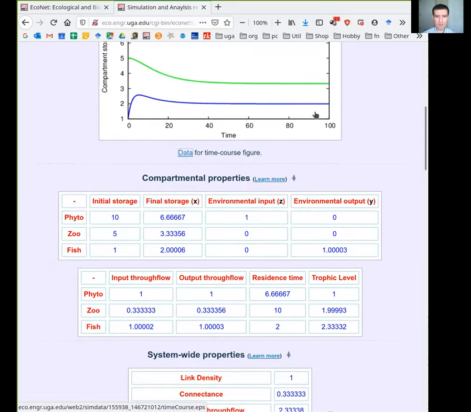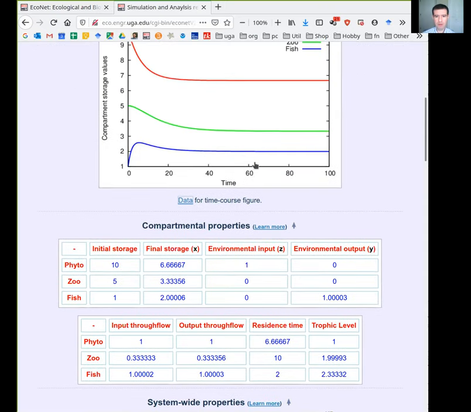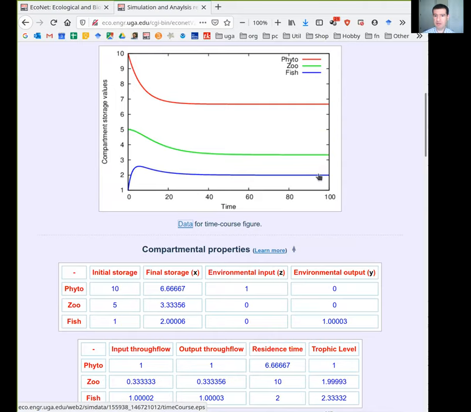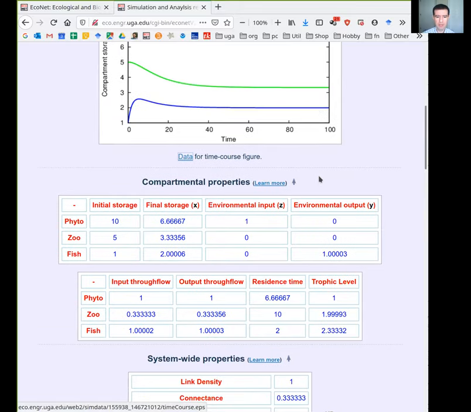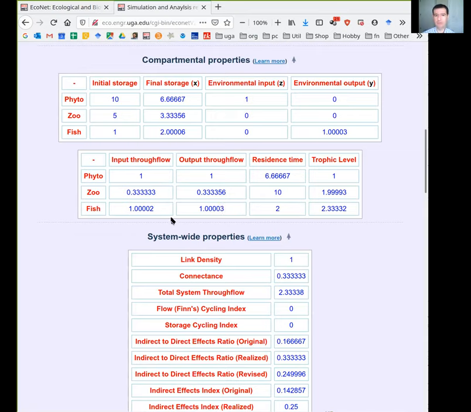The compartmental properties are the initial storage, the final storage, and then the environmental inputs and outputs from each compartment. The names of the compartments are on the left. The throughflow is the amount of total flow passing through a compartment, along with the total input and total output. Comparing these two, you can see if the system is at steady state or not. If you take a look at this figure, everything is a straight line, meaning that there are no changes anymore. So the input into any compartment should be equal to the output rate from that compartment. How straight it is, this difference would tell you.